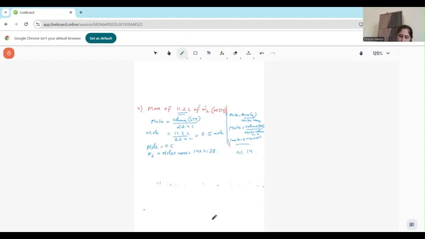So, what is the question? We need to find out the mass. Find the mass. So, mole equal to mass over molar mass. You know the number of moles. Mass, keep it as X, and molar mass is 28. So how much is the mass? 0.5 times 28. Whatever is the answer, you write it in grams. 14.